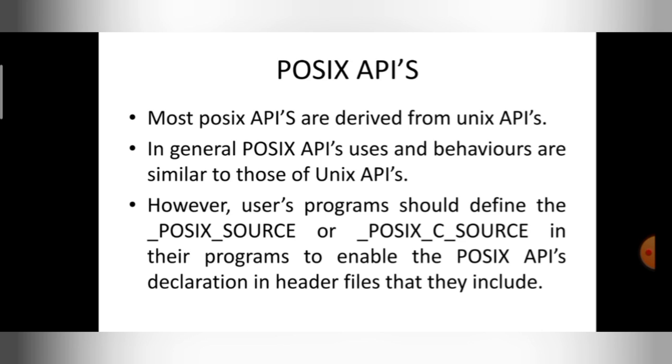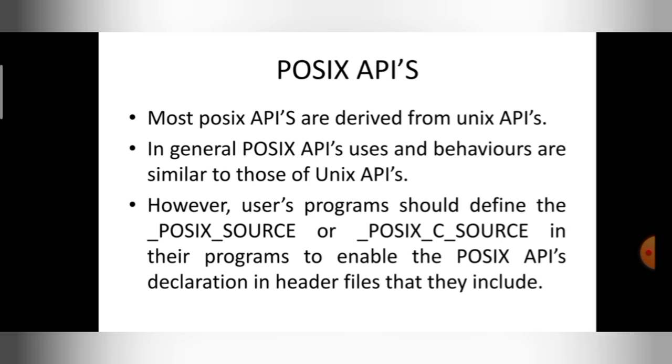Next, in APIs, POSIX will have some APIs, and also UNIX will have some APIs. So what are POSIX APIs? Most POSIX APIs are derived from UNIX APIs. UNIX will have some APIs, right? In the same way, POSIX will also have some APIs, and most of them are derived from the UNIX APIs only. In general, POSIX API usage and behaviors are similar to those of UNIX APIs. POSIX APIs also behave in the same way as UNIX APIs.